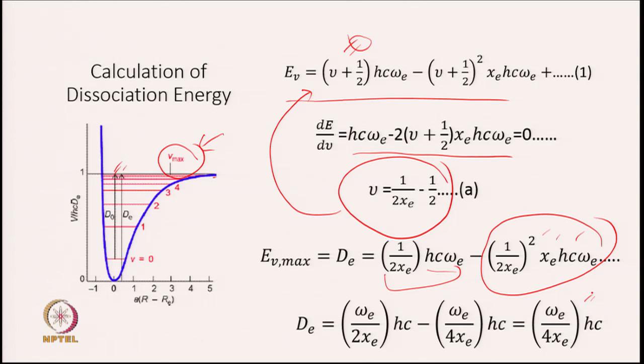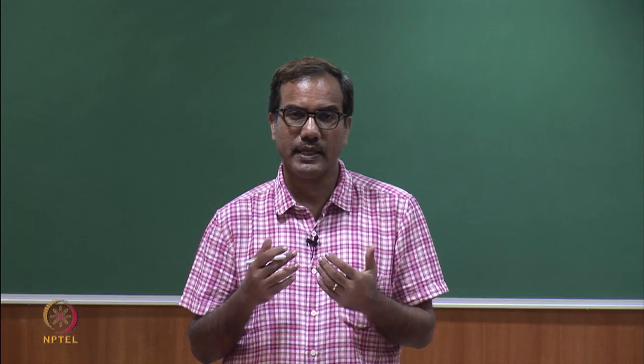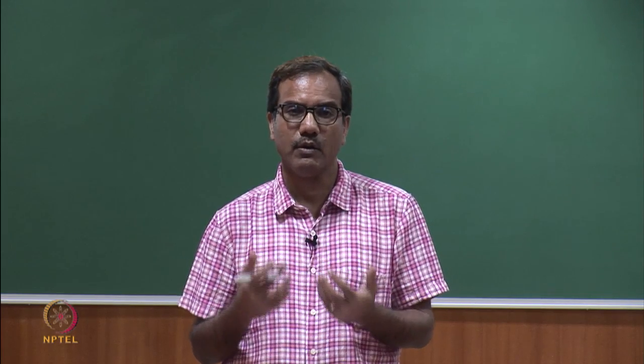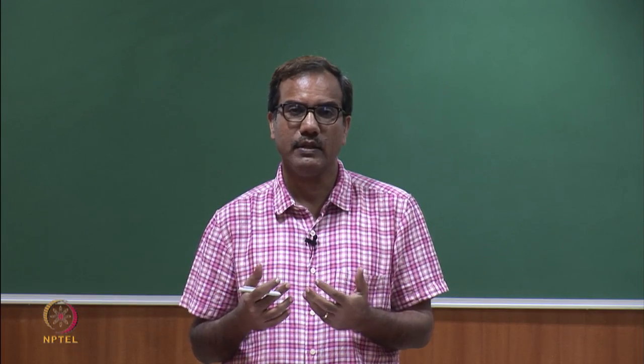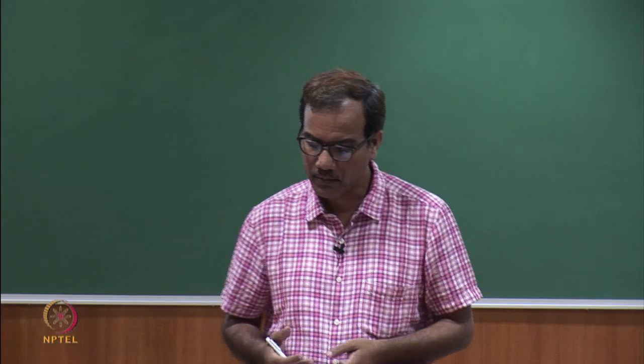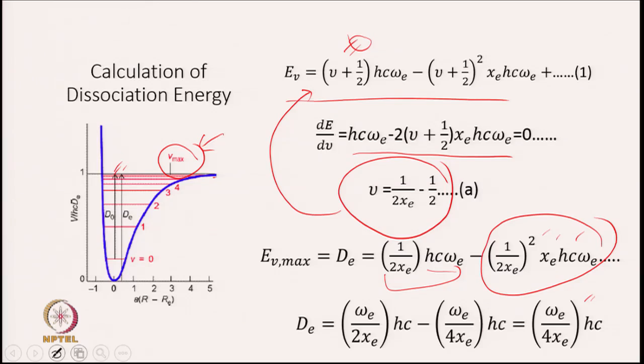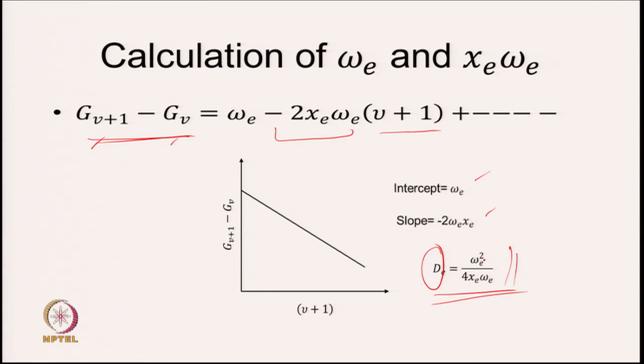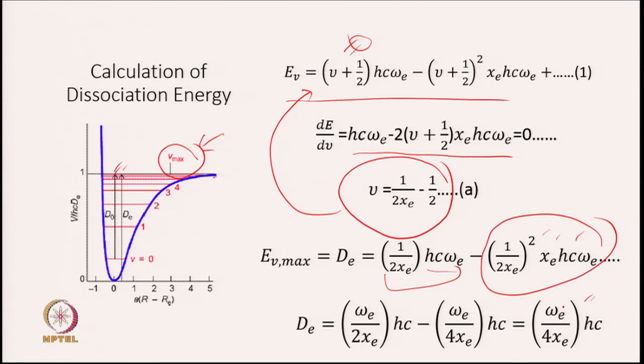And D e is basically your maximum energy, or energy of the vibrational level which corresponds to maximum energy. So, if you remember, D is equal to omega e square by 4 x_e omega e, and here you can simply multiply the numerator and divide by omega e, then it will be omega e square by 4 x_e omega e, and that can be calculated by the previously shown plot. So, this is the way you can calculate D e in wave number unit.